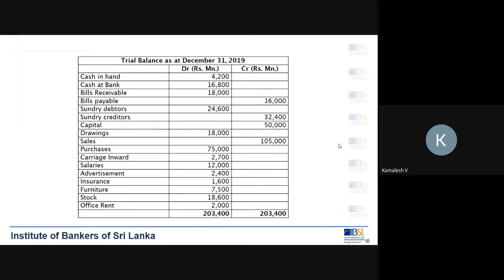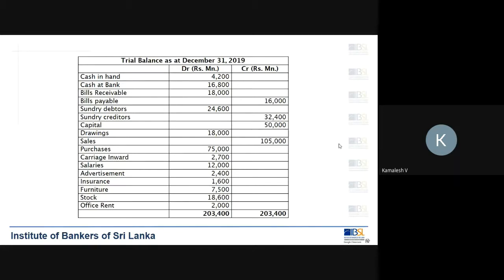So I hope you would have marked them correctly and put it onto the right column. If you have done that, you would get 203,400. That is 203,400,000,000.